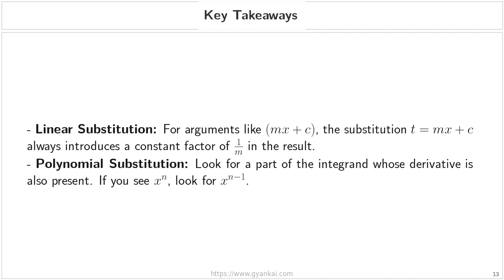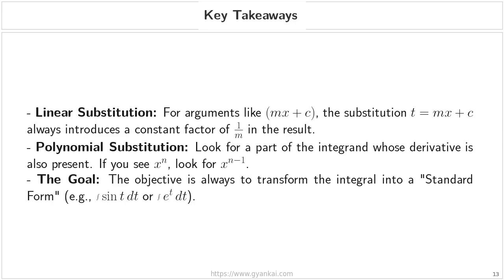Next, polynomial substitution. This is where things get a little more strategic. The key here is to look for a function derivative pair. Essentially, if you see a polynomial inside another function, see if you also see the derivative of that polynomial multiplying the rest of the integrand. For example, if you see x to the power of n, keep an eye out for x to the power of n minus 1. That's a strong indicator that substitution will work nicely, as we demonstrated with the sine of x squared plus 1.